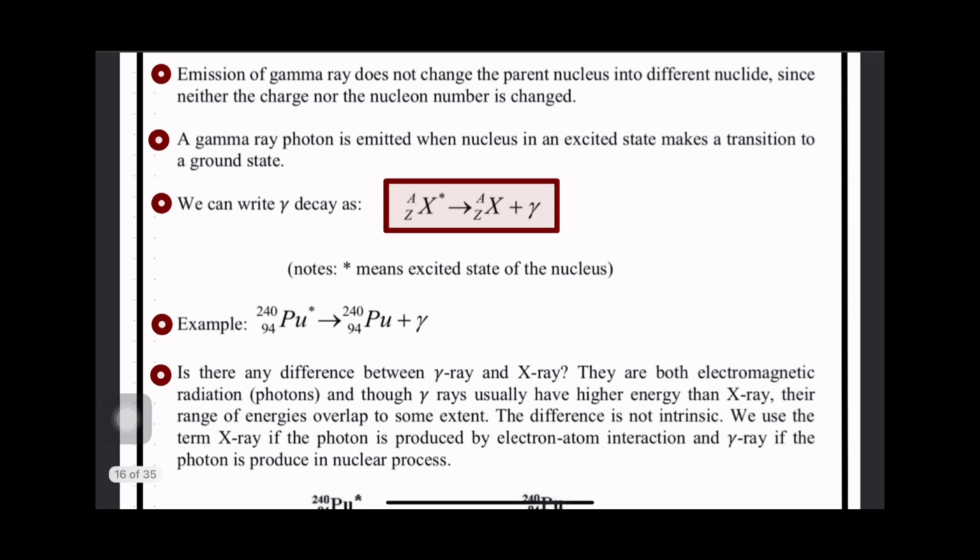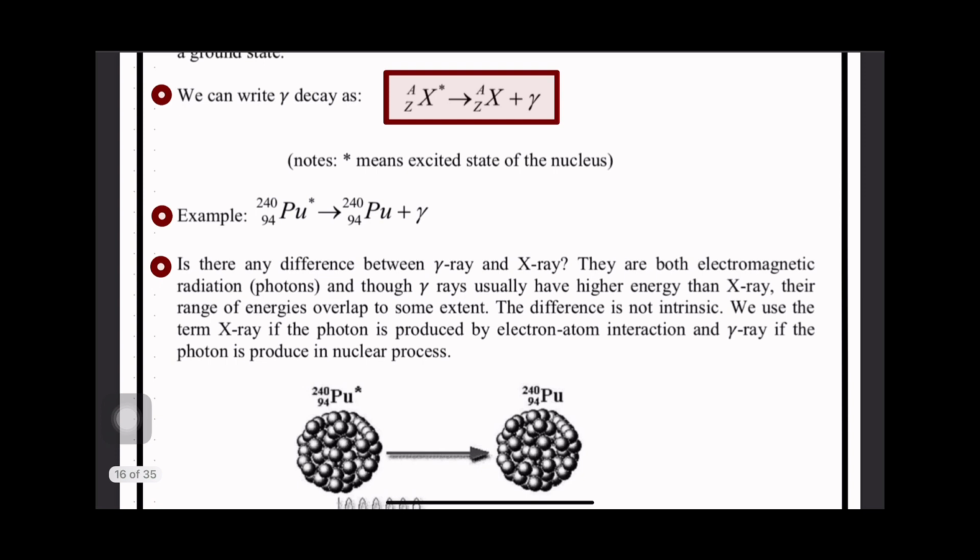So if you notice here, in the equation involving gamma ray decay, there is a star on the parent nucleus. That means the excited state of the nucleus decays to become a more stable nucleus. That is how nuclei work. Okay, so is there any difference between gamma ray and X-ray?